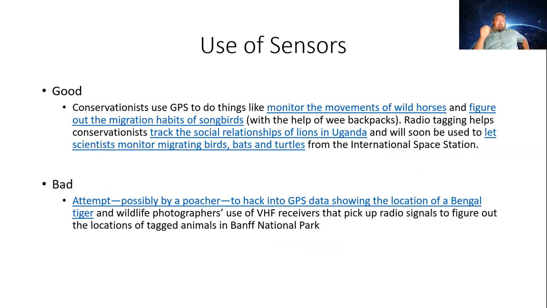The use of sensors can be good or it can be bad. The good part is we can radio track animals. We can radio track our soldiers. We can track pretty much anything in the world through the use of metadata and GPS. And then we can also have the bad aspect of it, where you can identify information about an enemy's movement size by looking at their radio frequency output.